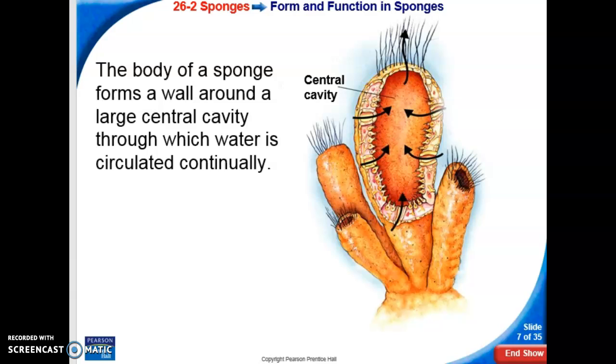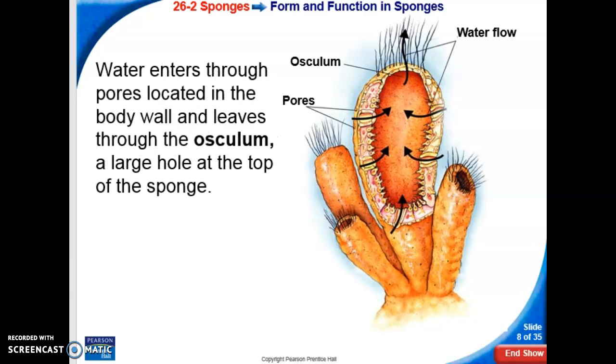The body of a sponge forms a wall around a large central cavity, and through this the water is continually circulating. At the very top you have what's called an osculum. That is where the water is going to leave the sponge. It enters through these pores in the body wall.